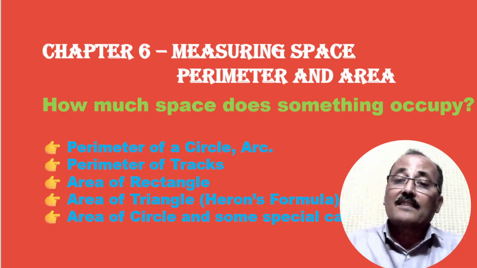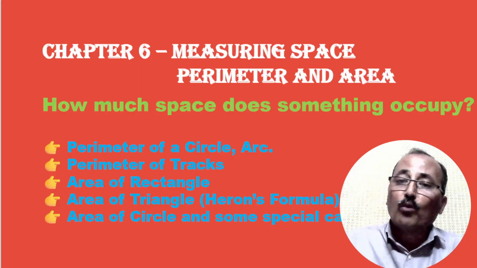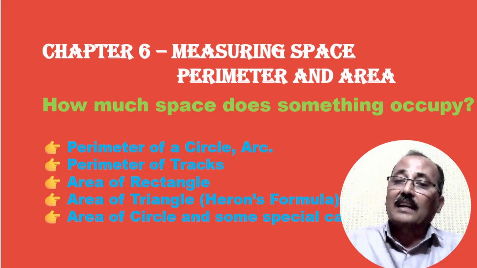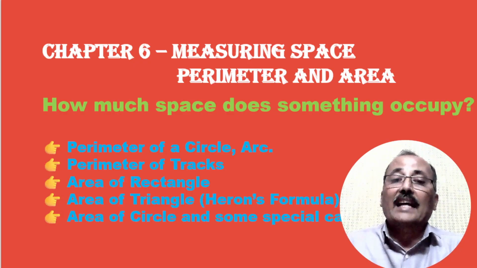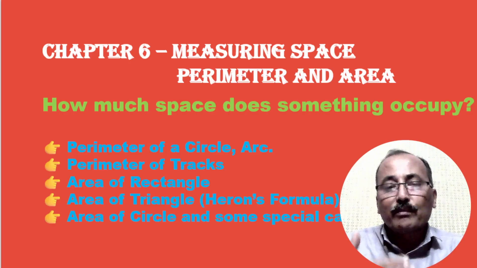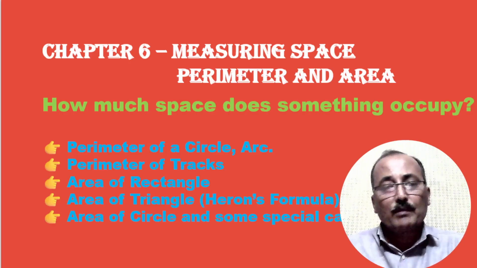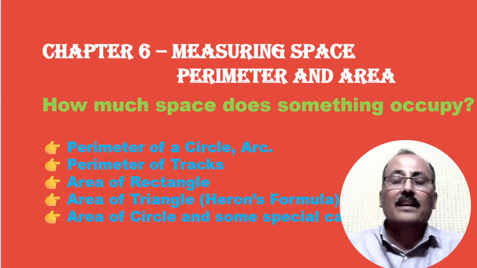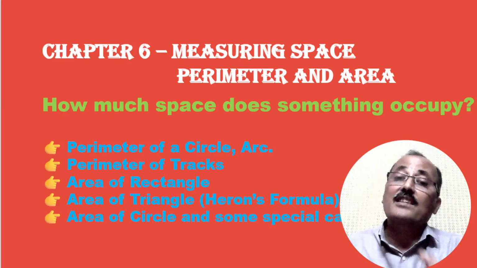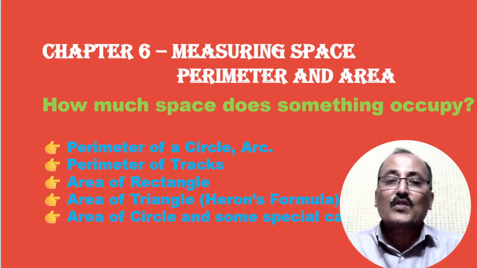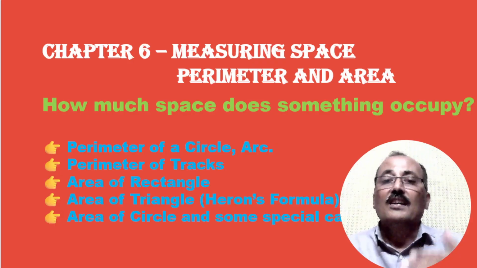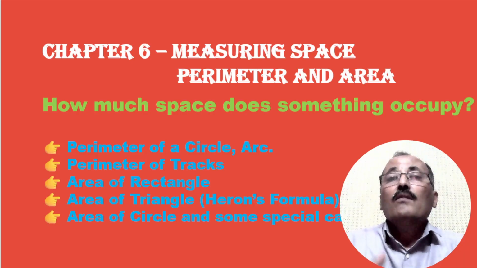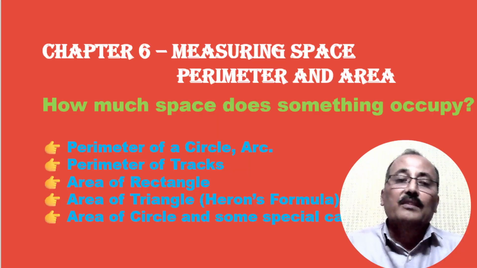The perimeter of the tracks, your ground while running, will be in an oval shape or maybe a rectangular shape, like that. You are going to find out the perimeter of the tracks, the area of the rectangle, the area of the triangle. An important thing: the area of the triangle you have studied already, but here is a different formula, that is Heron's formula. Then the area of the circle and some special cases, and how they derived the formula for that. All those things we are going to see in this chapter 6.